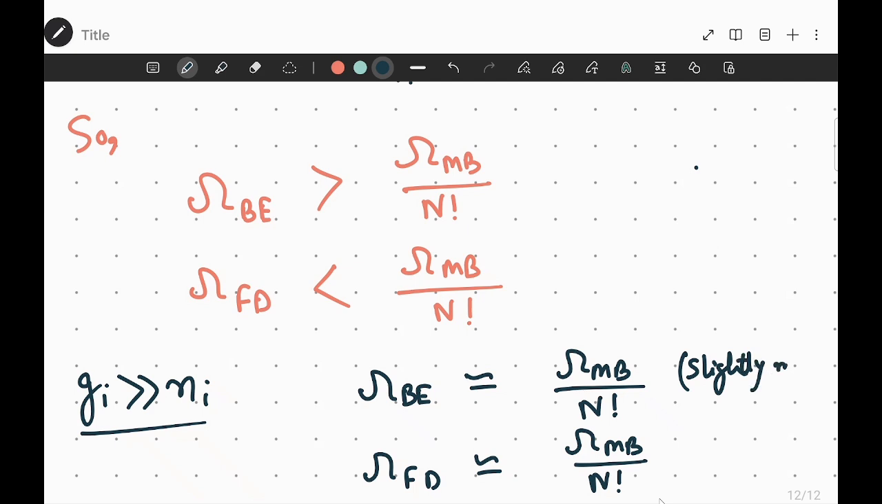more, and it will be slightly less. This inequality will hold because that is a general case. So this is the classical limit.